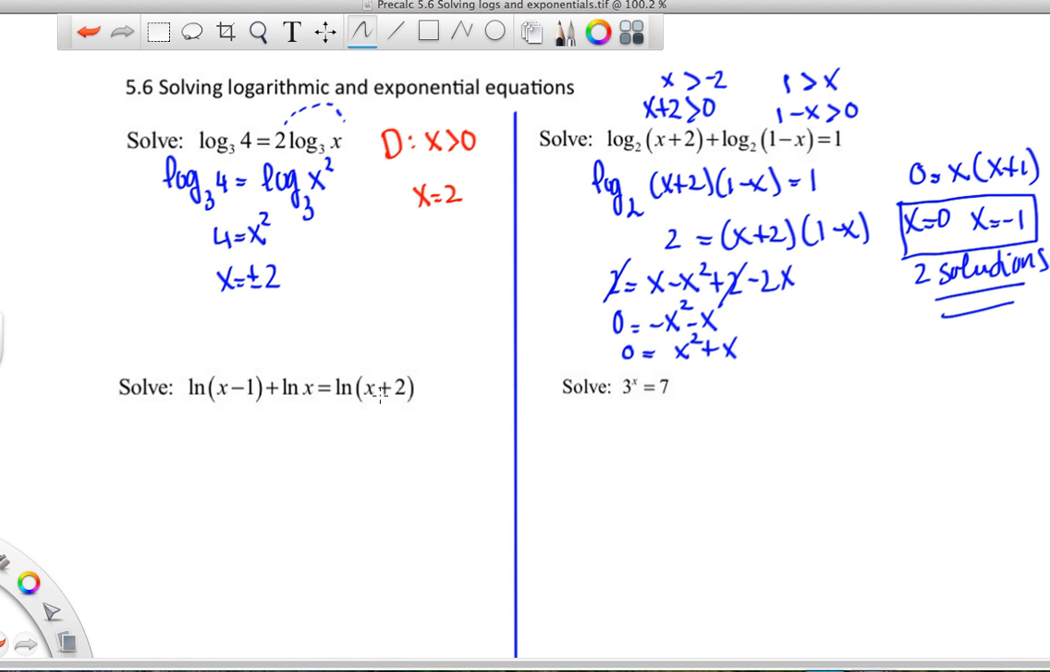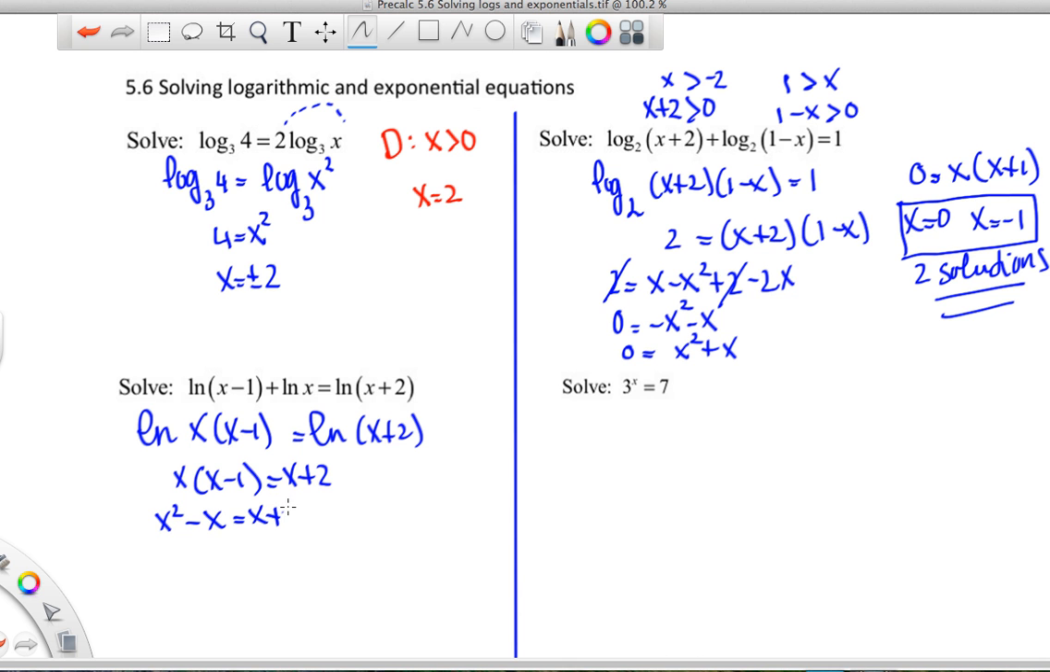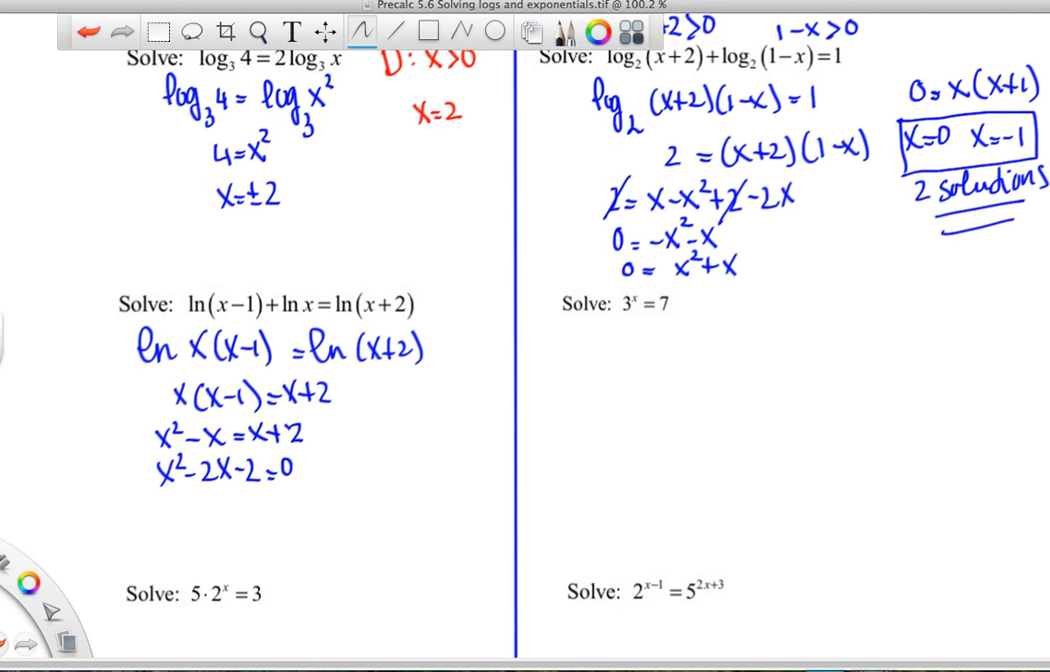Okay, next one. So same start. These two could be put under the same natural log. So x times x minus 1. And that means that if the left side equals the right side, then x times x minus 1 has to equal x plus 2. Distribute. Bring this over here. That looks factorable, but it's not.